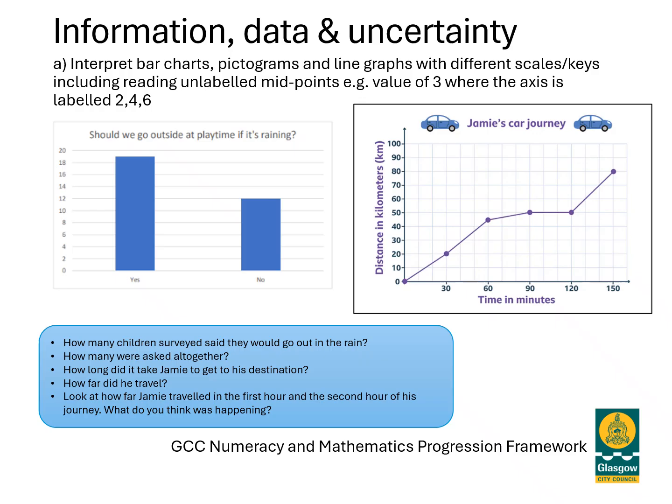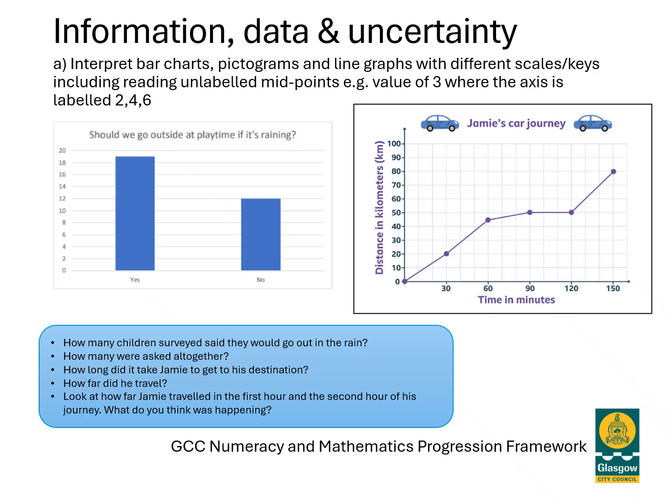On that bar chart there, the yes bar is going up to an unmarked, an unlabeled midpoint. So they should be able to read that as 19, even though there's no line across the axis, and even though the axis doesn't have 19 written on it. They should have built up that knowledge through primary 4 and 5. How many were asked altogether? So looking at multiple data points as well.